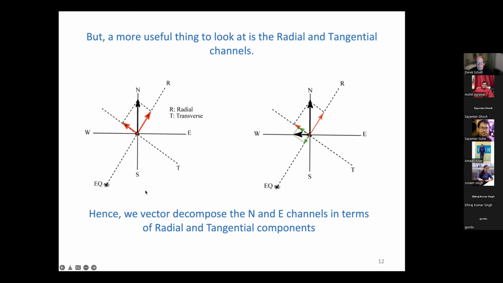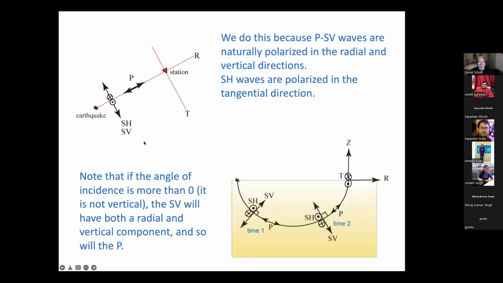So we will typically vector decompose the north and east channels in terms of the radial and tangential components. And then we will analyze one or both of those. And this is particularly useful with S waves. So we do this because PSV waves are naturally polarized in the radial and vertical directions, and SH waves are polarized in the tangential direction.